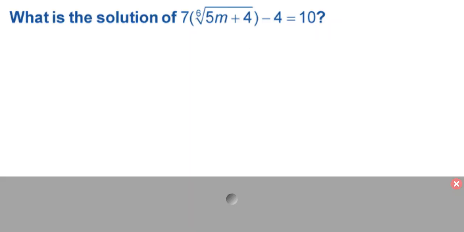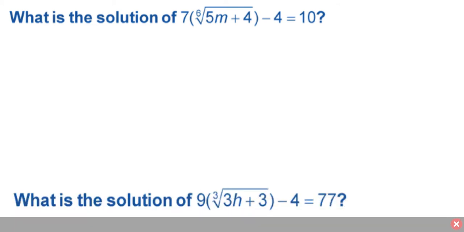So looking at this one, it's kind of like the last one where it's a radical or a root that's greater than a 2. You're used to square roots, but this is a 6th root. So what you're going to have to do is get this by itself and then take both sides to the 6th power. So you'd move the 4, move the 7, take both sides to the 6th power. I'll come back to that one and I'll work through it in a little bit.